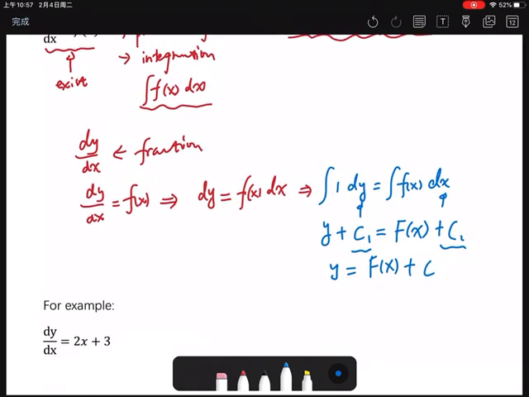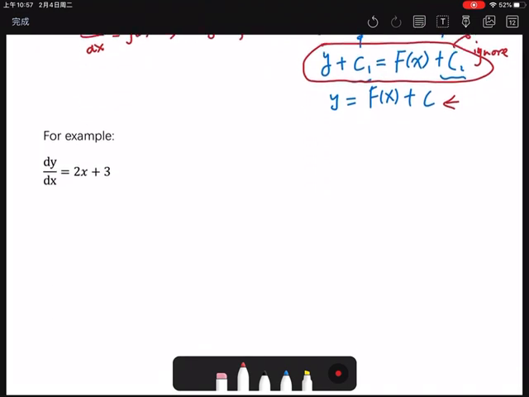So here actually you may not write out this step. You may just write this step directly, keep the answer in only one constant term only. Okay, so you can ignore this step.